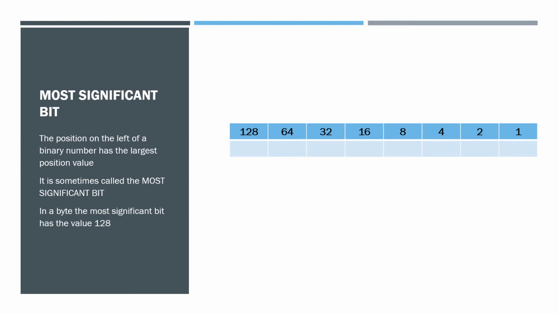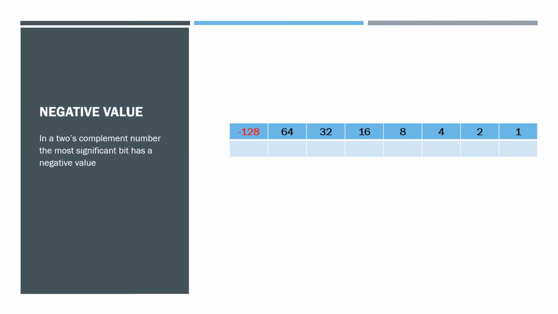The position on the left of a binary number has the largest position value. It's sometimes called the most significant bit. In a byte, the most significant bit has the value 128. In 2's complement, the most significant bit is given a negative value. So in this case, it would be minus 128.